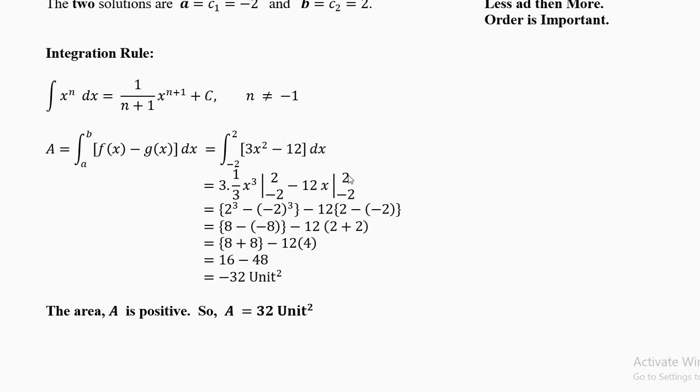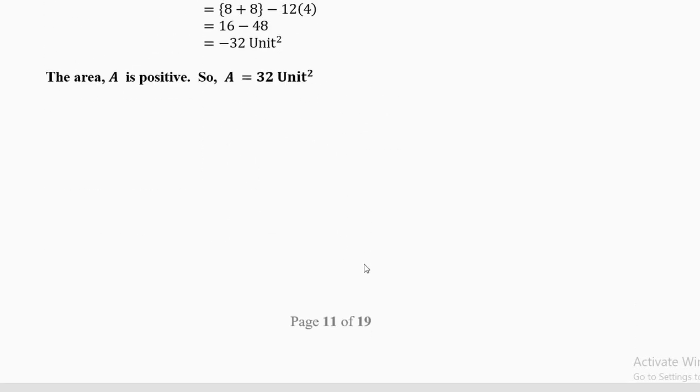Minus 12x going from minus 2 to plus 2, it is minus 12 times 2 minus minus 2, which is 2 plus 2, 4. 12 into 4 is 48. 16 minus 48 is minus 32, and the area is positive, so write plus 32 units square. That's it.